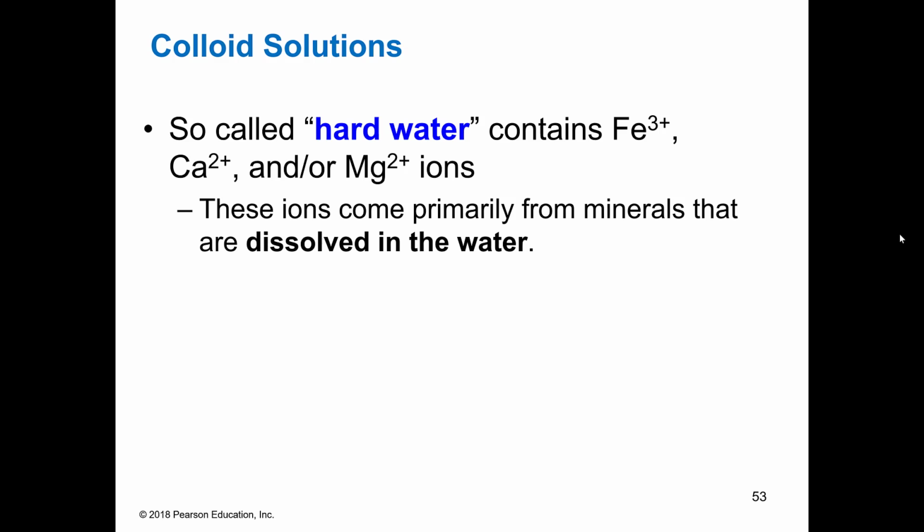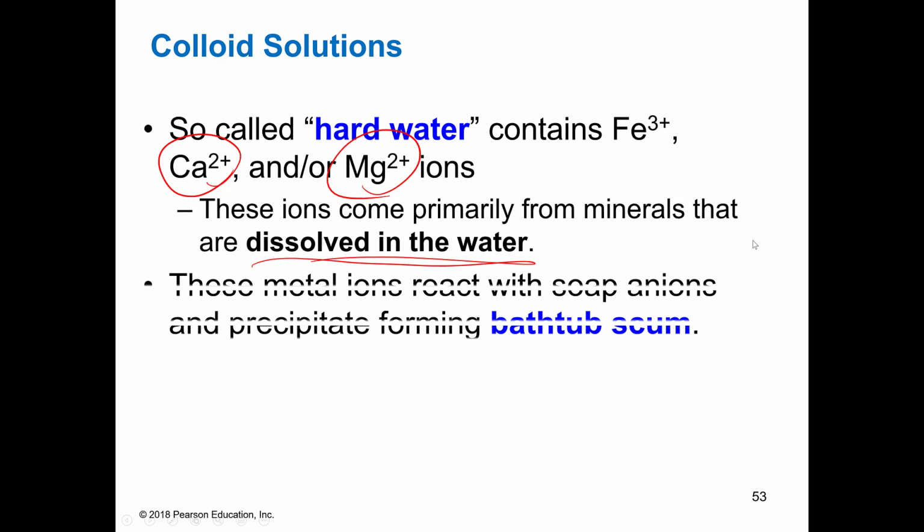Hard water, and if you live around where I am in Alabama, we have a county called Limestone County, okay, so that's got a lot of this stuff. Hard water contains either iron, calcium, or magnesium ions. These are going to be from calcium carbonate and other mineral deposits that are found in the soil, and they will stay suspended in the water as well.